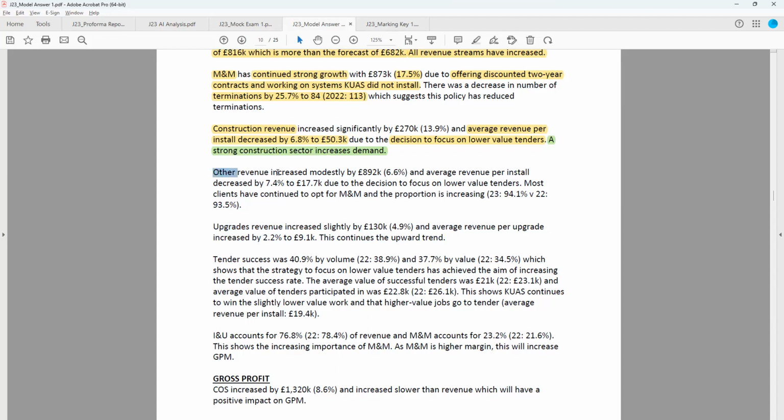So you've got other, and we've just done the same thing. So we've got the number with a reason. But again, that's kind of the same, the focus on lower value tenders. So I shouldn't really have used that again, but that was kind of the only reason.